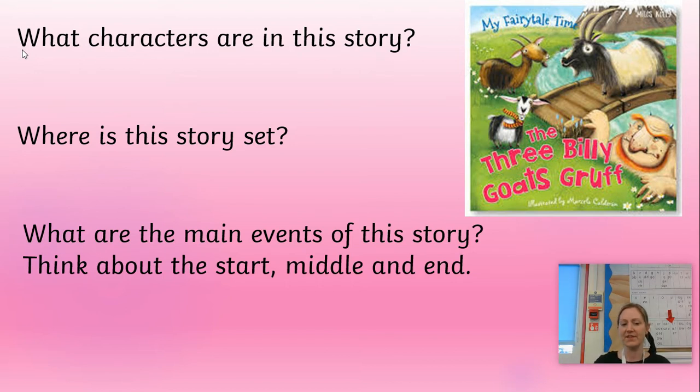What are the main events of this story? So there we need to think about the start, the middle, and the end. So you don't need to write this down, but you can if you want to. You can just make some notes in your purple book. Just have a think. See if you could break this story down. Remember, when we're thinking about the main events, that's not every single little detail of this story. That's just the main things that happen. See if you can break this story down into start, middle, and end. Just have a go.